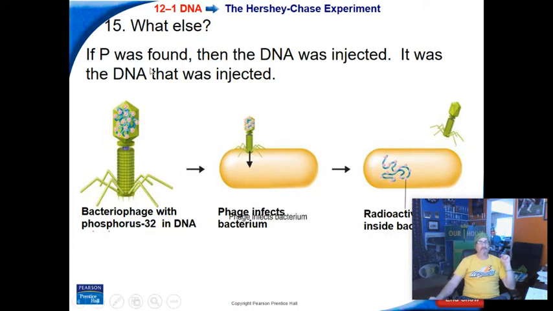What else? If phosphorus was found, so you can see all the little circles here on the DNA inside. DNA has phosphate groups, so it's got phosphorus. And if you find radioactive phosphorus inside the bacterial cell, you know what was injected into the bacterial cell is DNA.